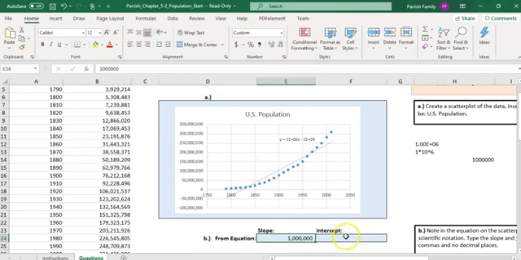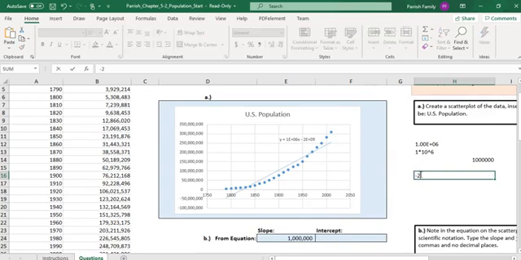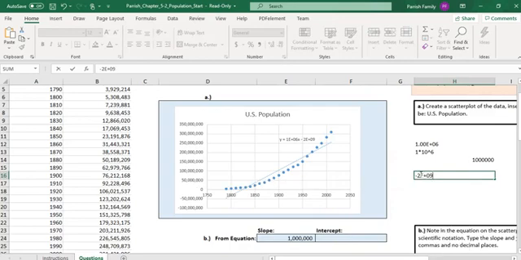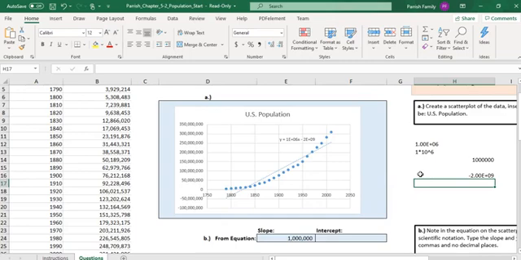Okay. And then we're going to do the same thing for the y-intercept. So the y-intercept is this negative 2e plus 09. That's going to be negative 2 times 10 to the 9th power. And then we're going to put that number in for our y-intercept.